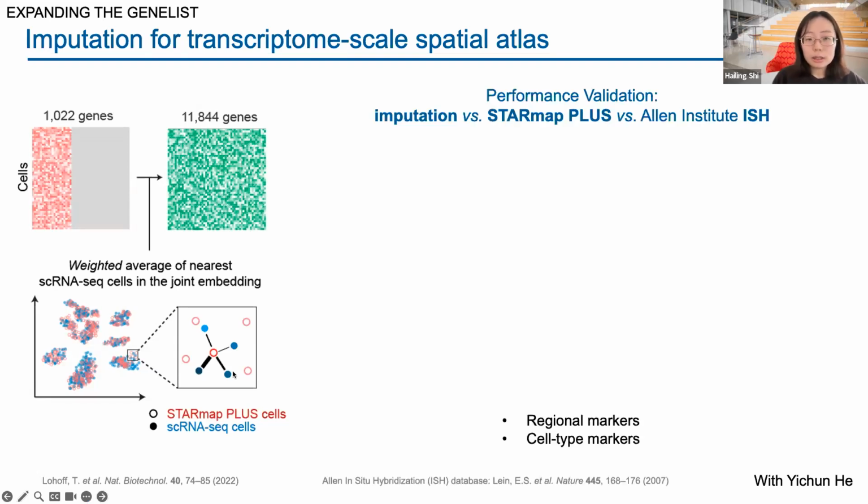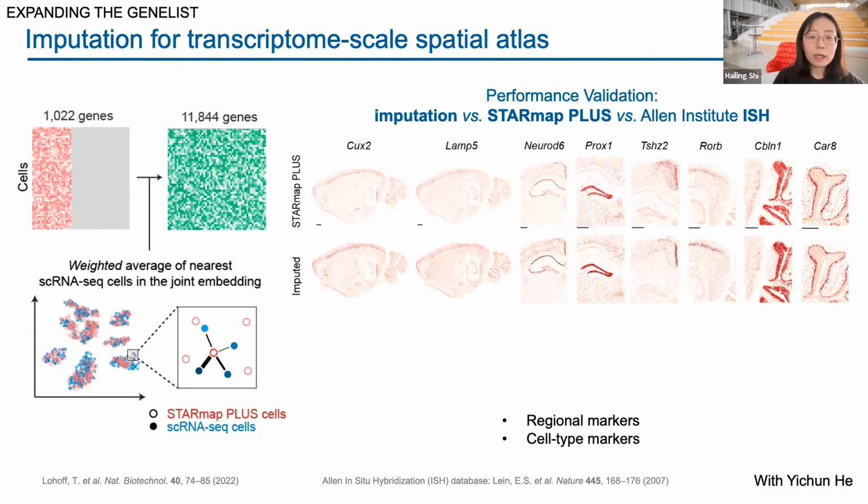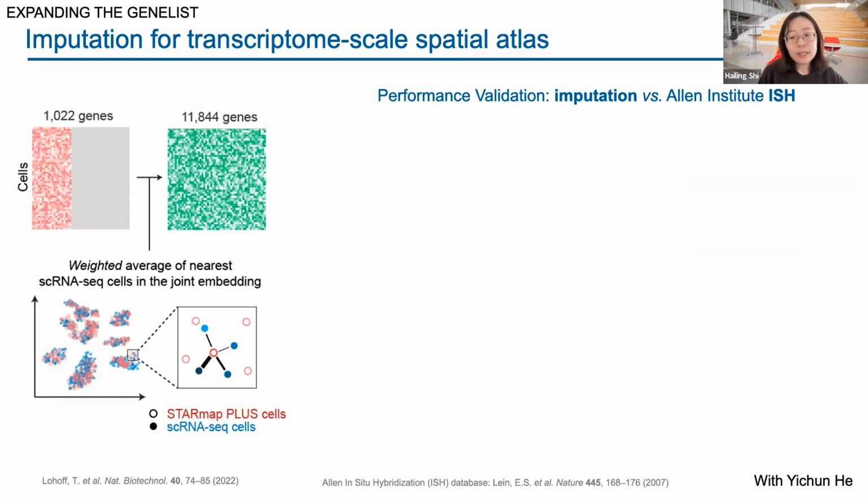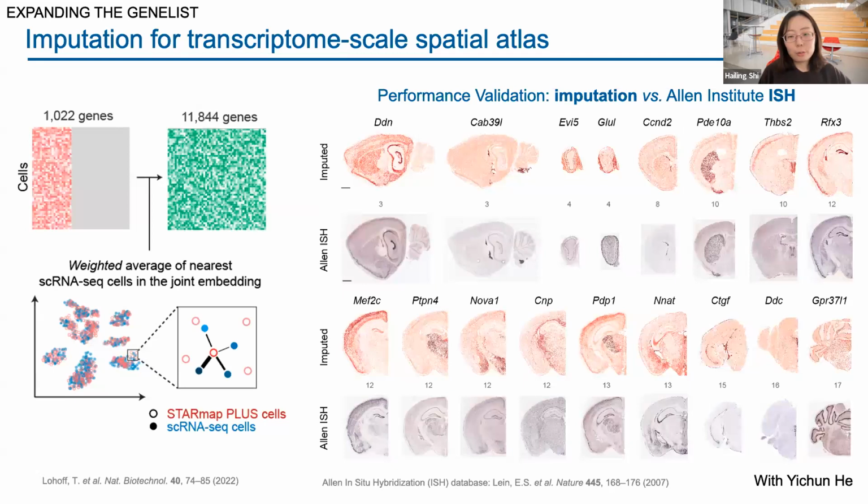As a quality control, you are able to compare the imputed results with the STARmap PLUS measurements we had, and also the in situ hybridization dataset from the Allen Institute. And both the regional markers and the cell type markers show these nice agreements among the three types of plots. And more encouragingly, for many genes that were not measured by STARmap, we observe consistent spatial patterns with corresponding images from the Allen Institute mouse brain in situ hybridization database, confirming the imputation performance.